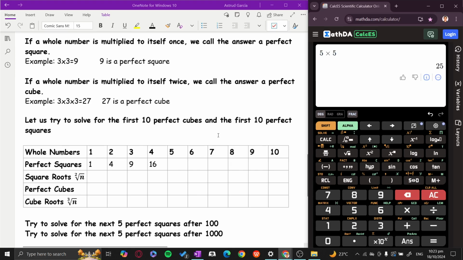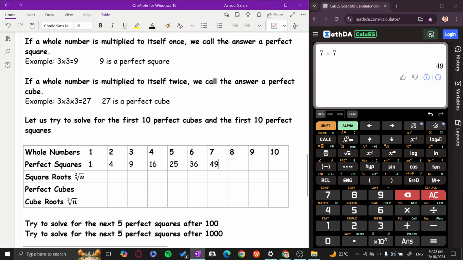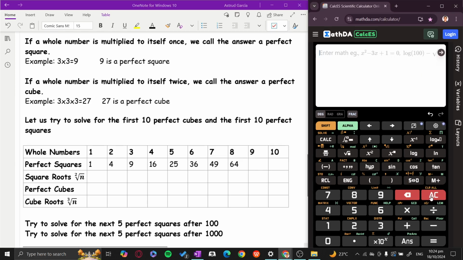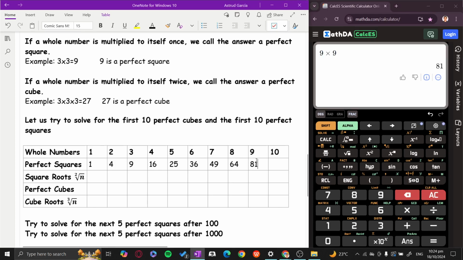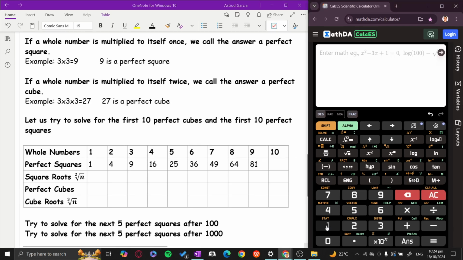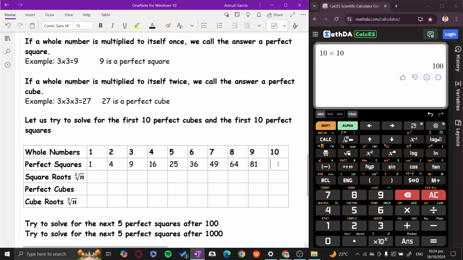5 times 5, 25. 6 times 6 is 36. What about 7 times 7? 49. And we have 8 times 8, which is 64. And then we have 9 times 9, which is 81. And lastly, we have 10 times 10, which is equal to 100.